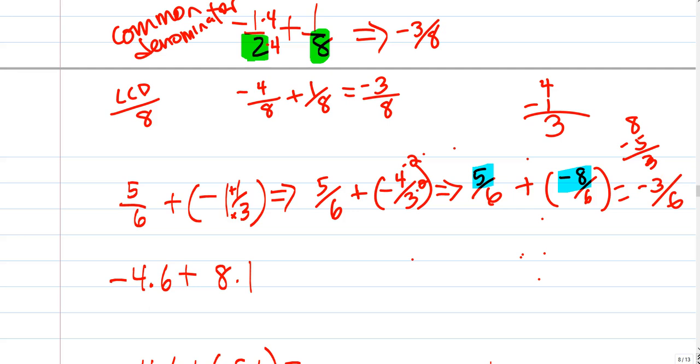Some of you want to circle and keep going. I'm going to tell you right now that if you type that in, hit enter, they'll just be real nice and say, don't forget to take your answer and reduce it. 3 and 6 are both divisible by 3, so that we end up with negative 1/2.